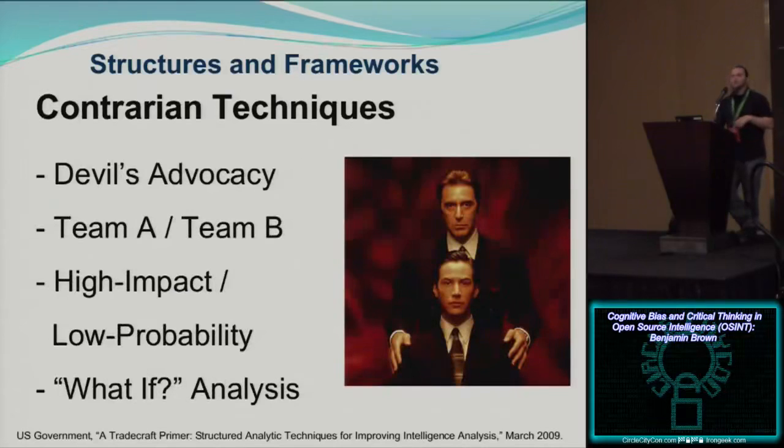The contrarian techniques are very useful in that a lot of times they're not nearly as resource intensive as the other techniques. These include things like devil's advocacy, doing a team A, team B analysis. Team A, team B analysis is where you give two separate teams all of the data and information to do their analysis, and then you put them into rooms where they cannot communicate with each other. And they're going to do their analysis, and then they're going to come back, and you're going to look at how their analyses are different. Why are they different? Also, you want to look at high impact, low probability events. This is black swan events.